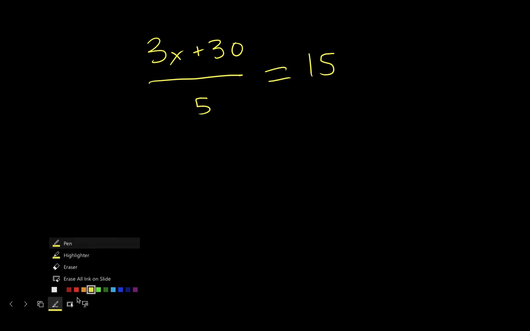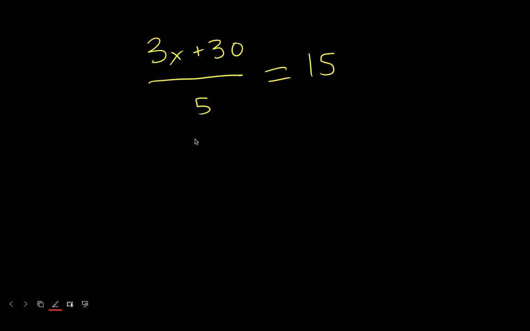So the last problem is a bit tricky, but it's not that hard. So I have 3x plus 30 over 5 is equal to 15. So the first step we're going to do, in this case, we can't do the problem until the 5 goes to the other side. We have to get rid of the 5.